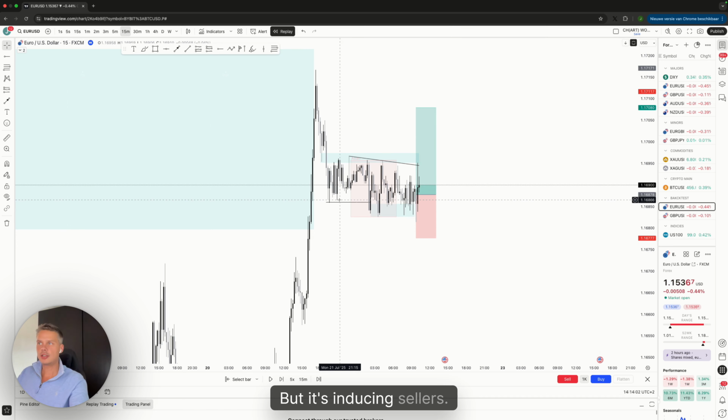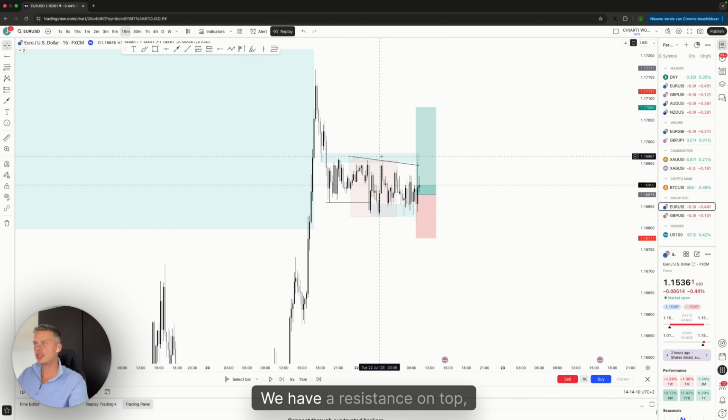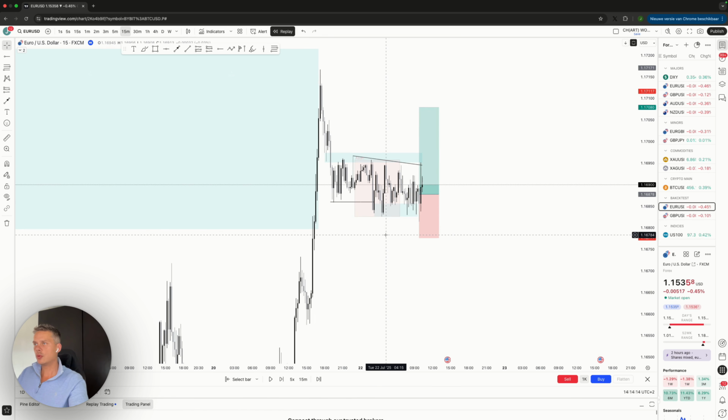But it's inducing sellers, right? This is the point. This is the key. Now I have to identify liquidity. Well, what can we see? We have a resistance on top. We have a support below.